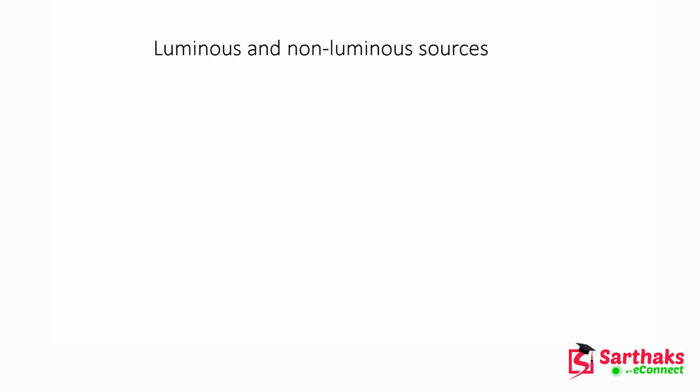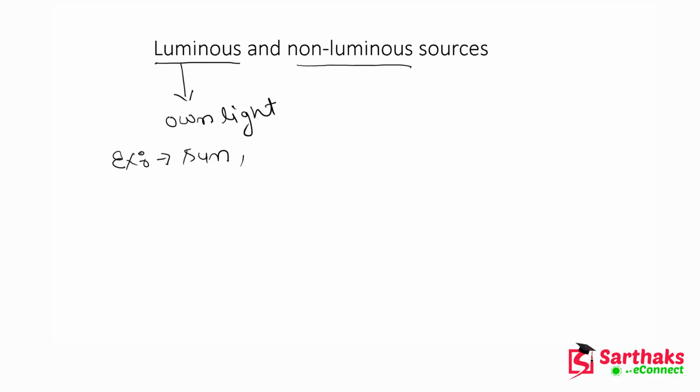Let's try to understand what is there. Here we will be discussing luminous and non-luminous sources. Luminous sources are the sources which have their own light. The best example of a luminous source is the sun, or a candle, or better to say a burning candle.